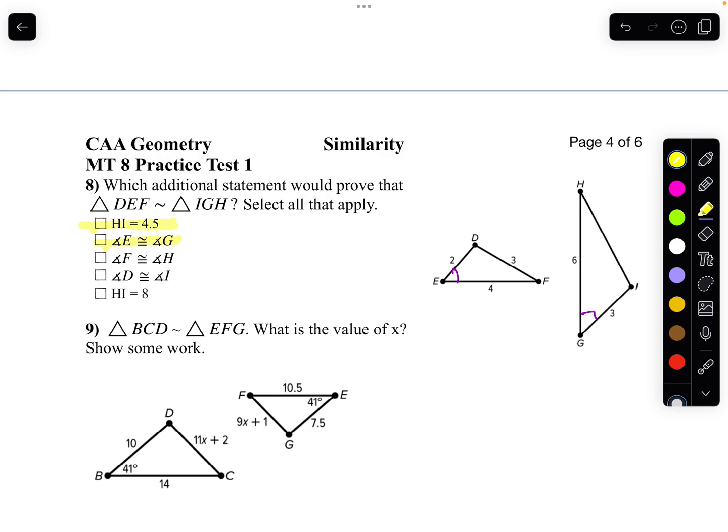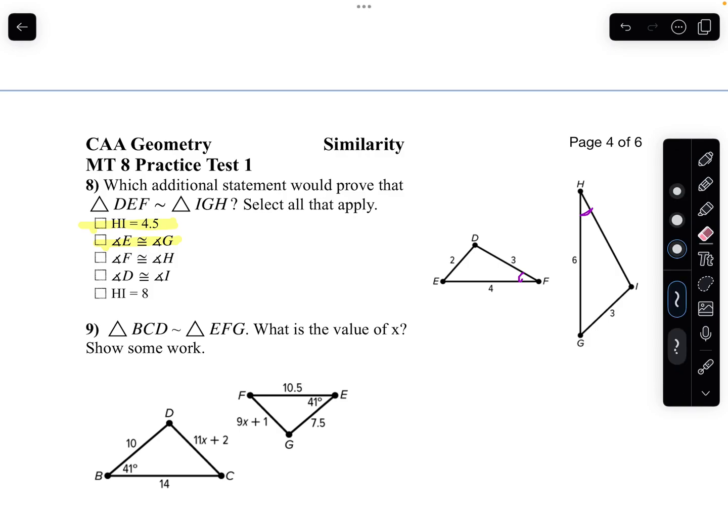How about if we know angle F is congruent to angle H? And there's just not enough information there, is there? Oh, I forgot to erase the other one. Good. And I would have to know HI, wouldn't I? So that's not enough information there.